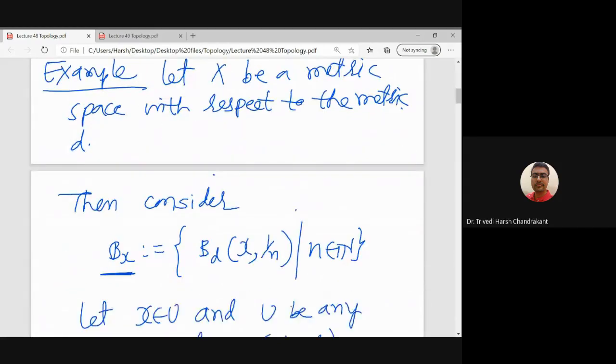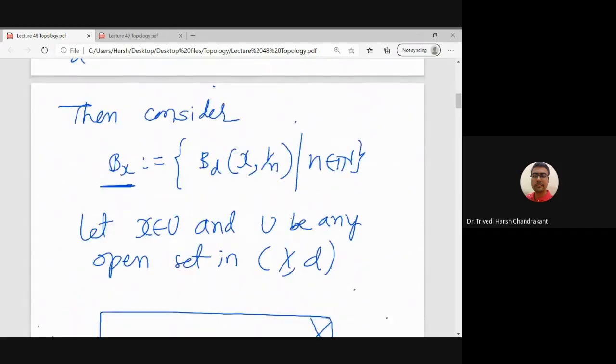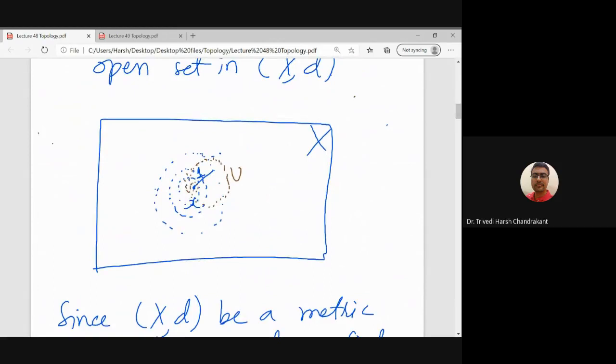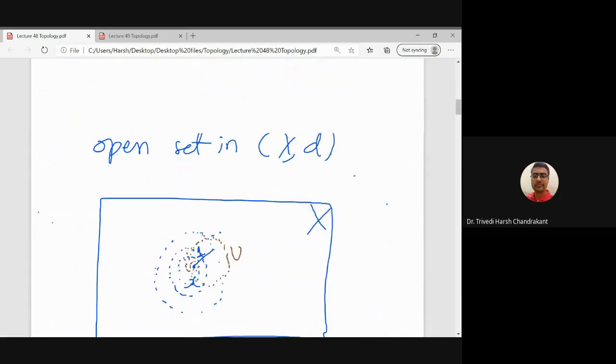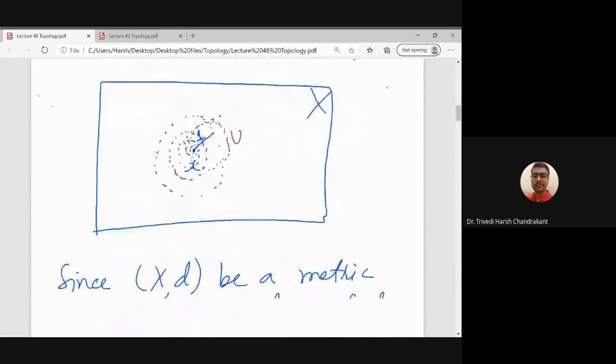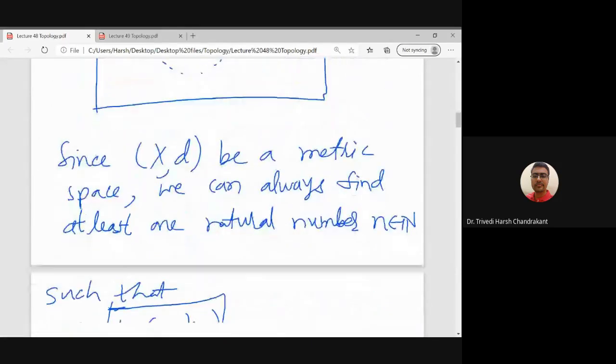We have discussed that each metric space X is first countable. We have already observed that in any metric space X, if we take any element small x and consider all the open balls around that point with radius 1 upon n for every n, then this family of open sets forms a basis, the local basis.